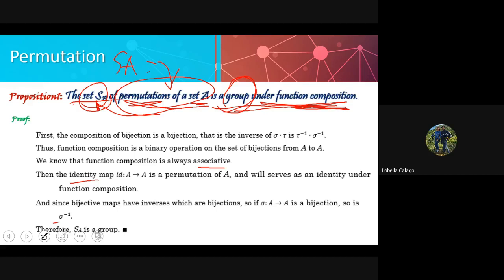Okay? So, ngayon, improving. First, the composition. Yung composition daw ng function of bijection, kasi permutation siya, no? Bijection. Is also bijection. That is, ito daw, the inverse of that one is this one. We all know, no? Diba? Recap tayo sa groups.